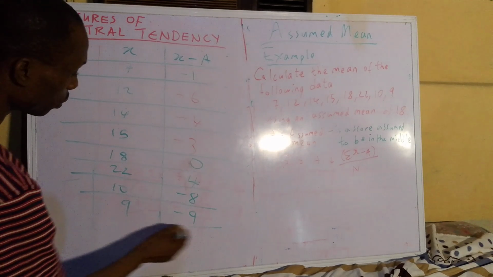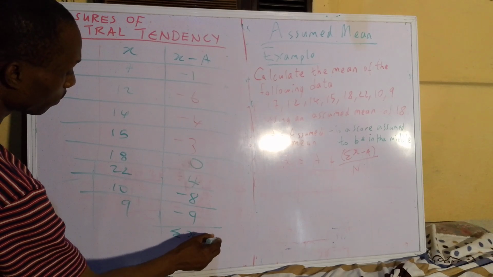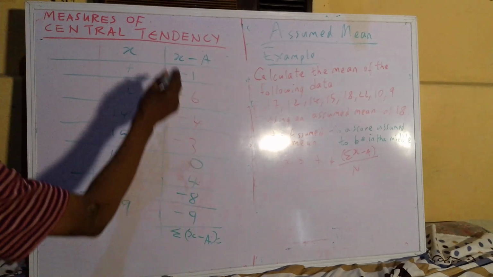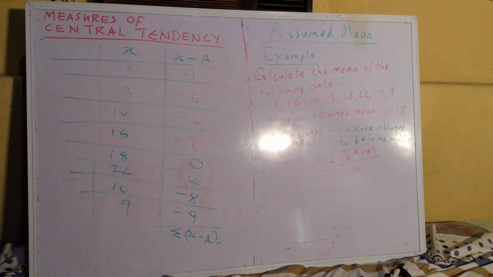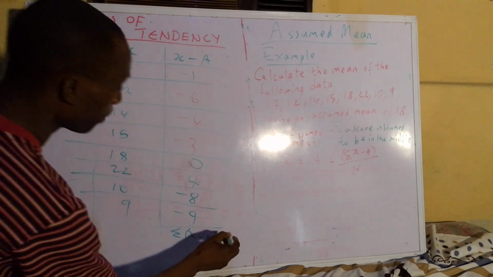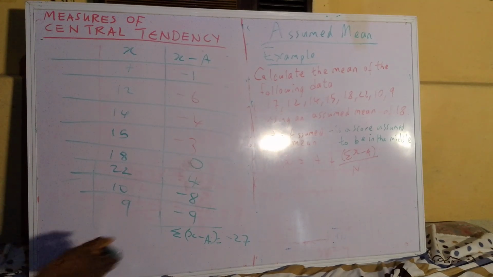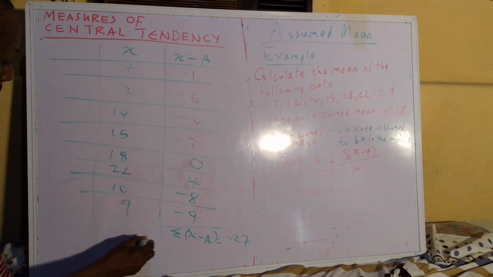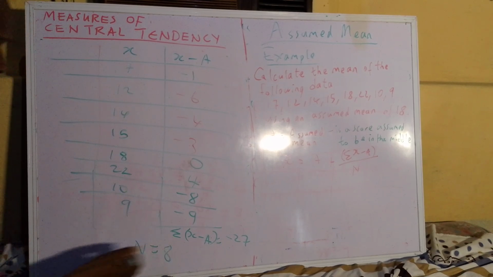So you now add everything together, the summation of x minus a. You add minus 1 plus minus 6 plus minus 4 and so on with your calculator. That will give you minus 27. So that's the answer for that. And the number of items, how many are they? 1, 2, 3, 4, 5, 6, 7, 8. There are 8.